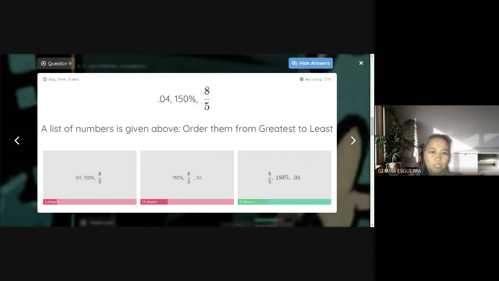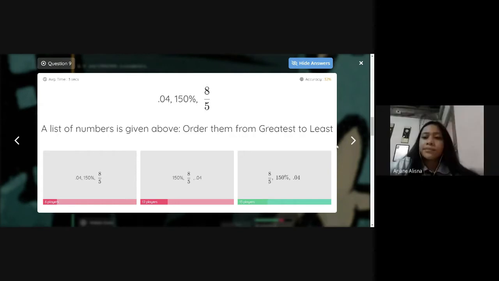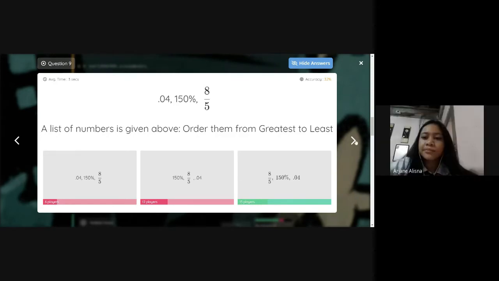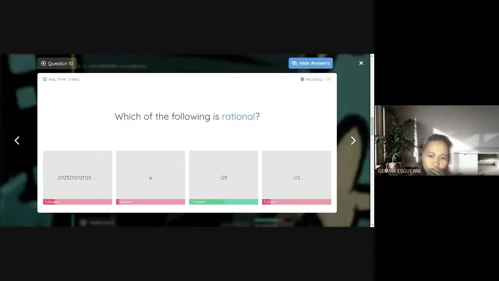Next, a list of numbers is given above. Order them from greatest to least. So, that is 8 over 5. Kasi when we divide, 8 over 5 is 1.6. Tama po ba? Ang 150% is 1.5 in decimal. Am I clear? Can you follow? Yes po. Okay, next. Which of the following is rational? So that's 25. Kasi pag rational po, it's not repeating. Dapat perfect square siya, di ba?